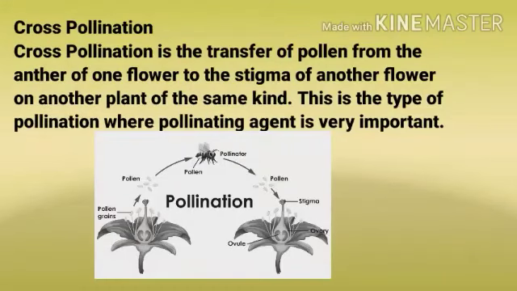Cross-pollination. Cross-pollination is the transfer of pollen from the anther, that is the male part of one flower, to the stigma, that is the female part of another flower on another plant of the same kind. This is the type of pollination where the pollinating agent is very important.